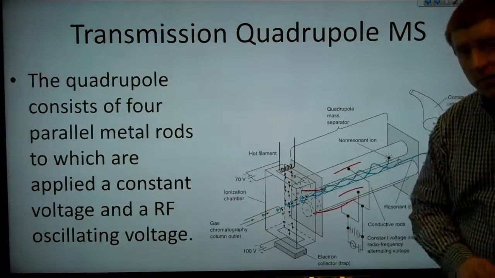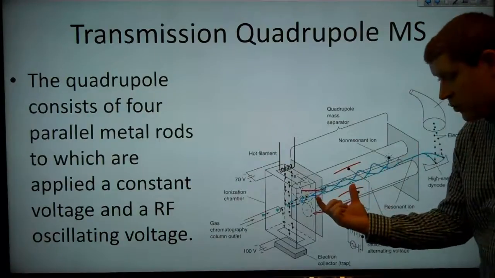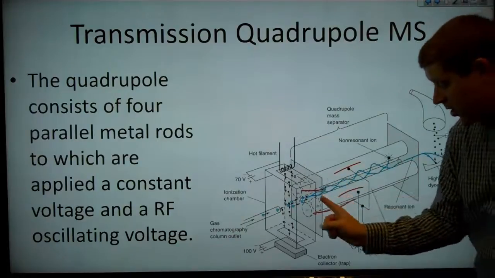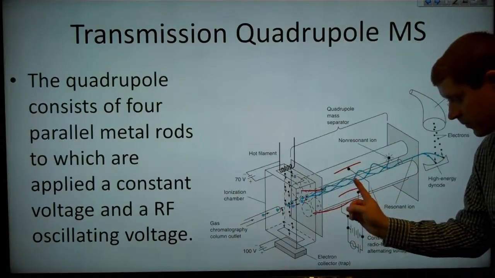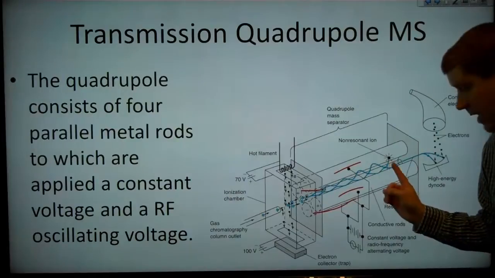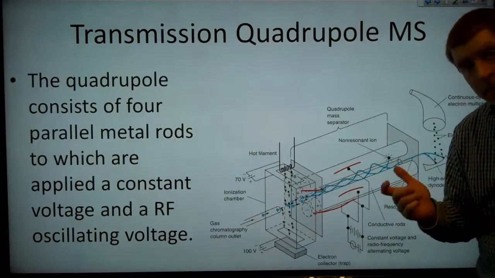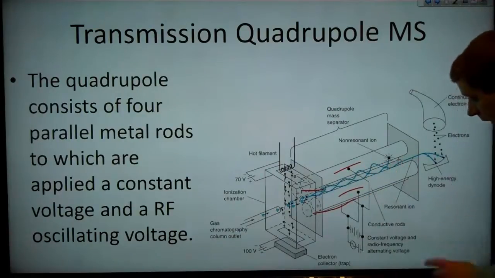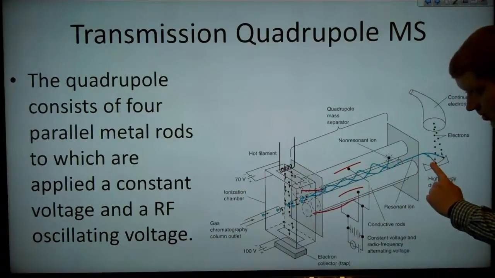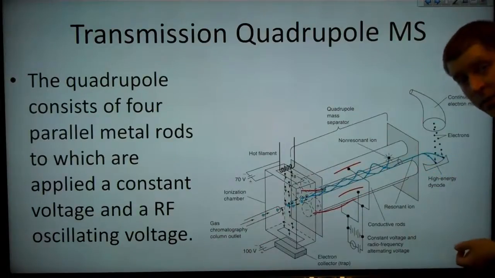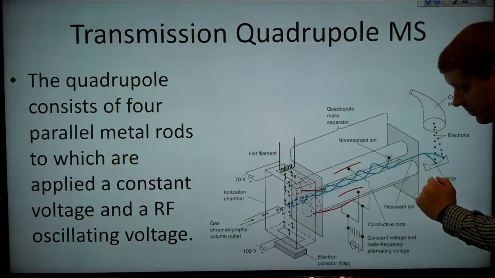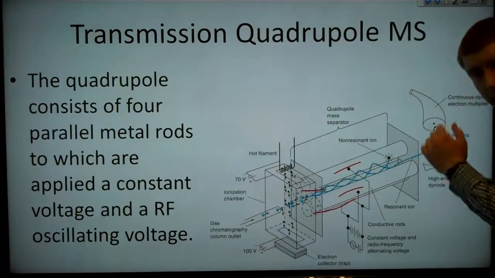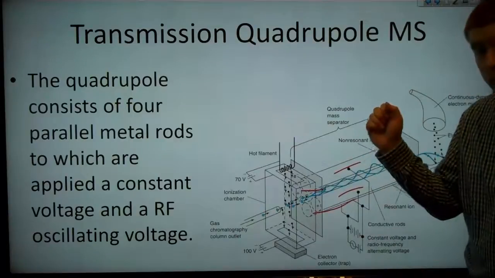So remember that RF is the radio frequency. So we've got the superposition of our oscillating voltage on top of a constant voltage, and that allows our ions to then oscillate back and forth, and those ions with the correct mass to charge ratio that we're selecting for can make it through and then pass through the exit slit. Those that don't have the correct mass to charge ratio have an unstable trajectory in here and eventually collide with one of our rods or get ejected from the region between those four rods.